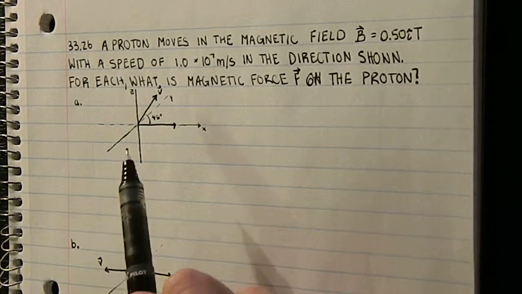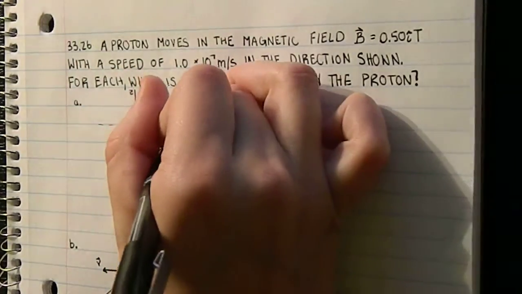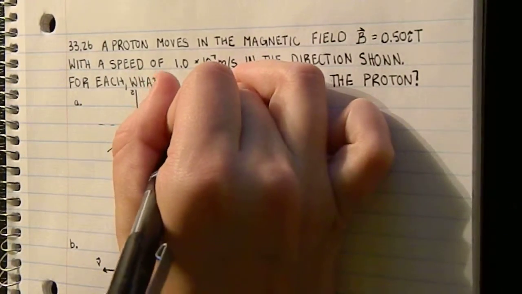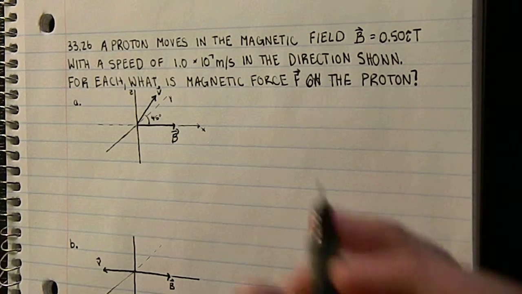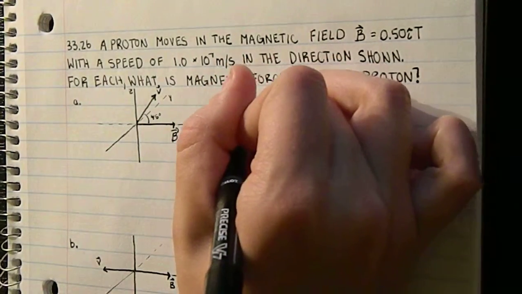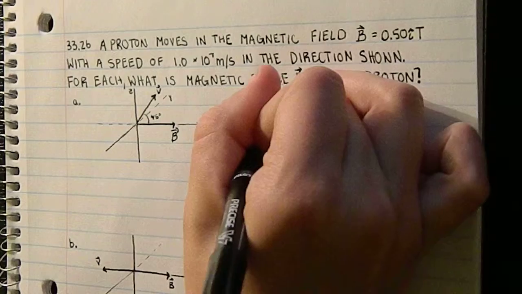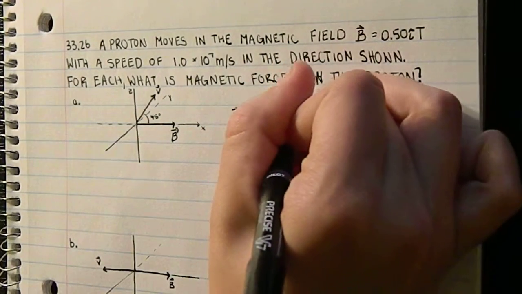So for this first one, our V is at a 45-degree angle, and our B is going out in the X direction. So for this problem, we are going to use the equation F, which is what we're trying to find, equals Q, the charge of the proton, V cross B.